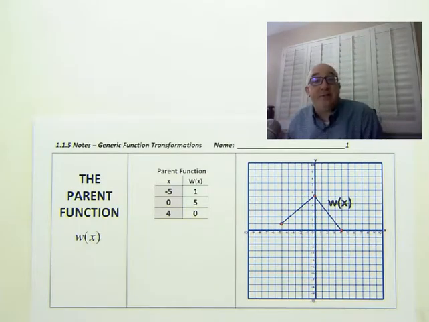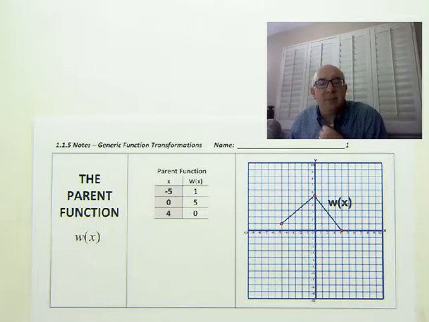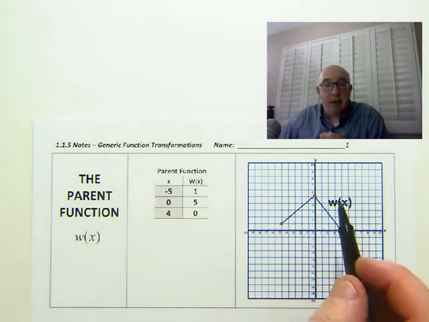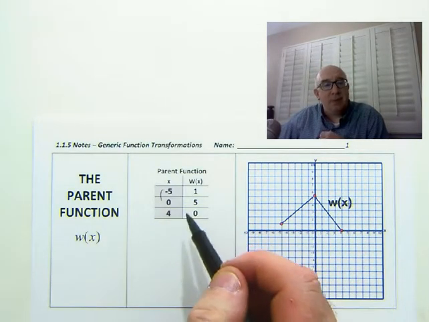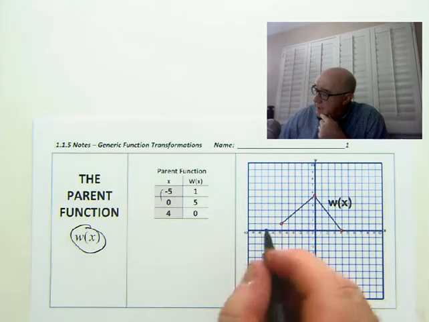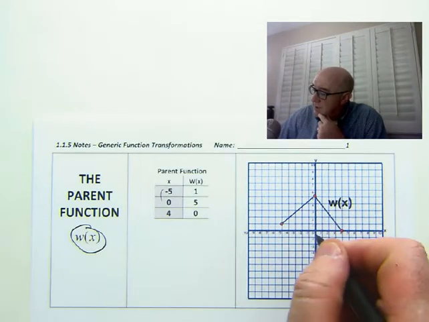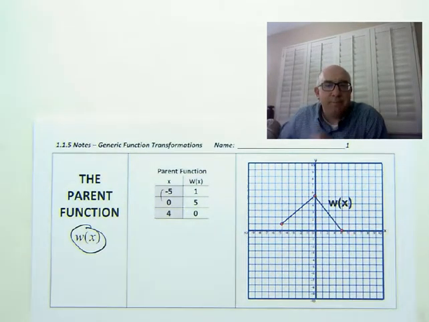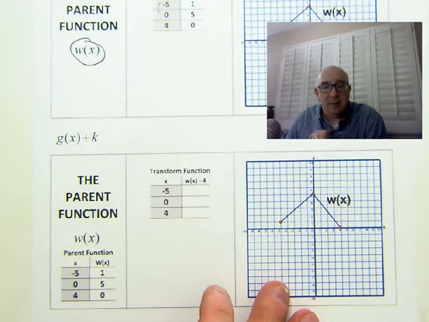This is about transforming and altering a generic function, a function that comes without an equation, basically. So here you've got a picture of it and a table of it, and we're going to call it w of x. And you see its key points at -5 and 1, 0 and 5, and 4 and 0. I'm going to ask you to manipulate it or use these new transformations to move it around. To do that, you have to understand what they do. And so let me show you the breakdown of those ideas.